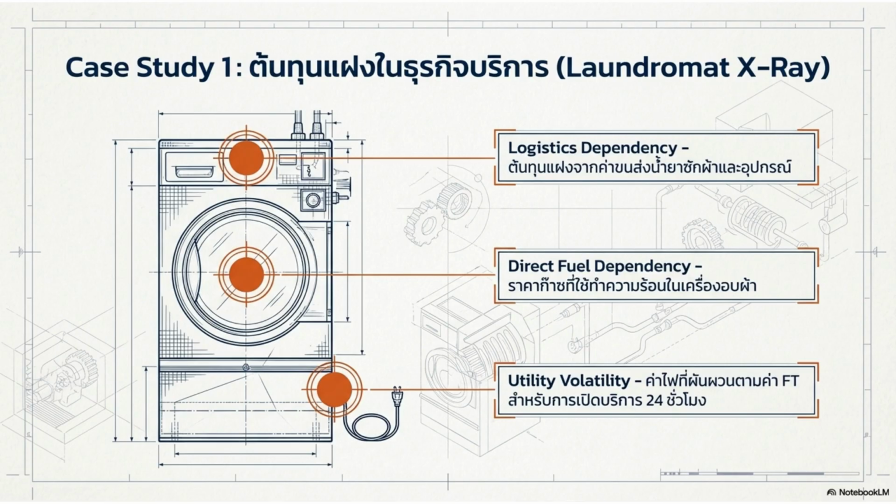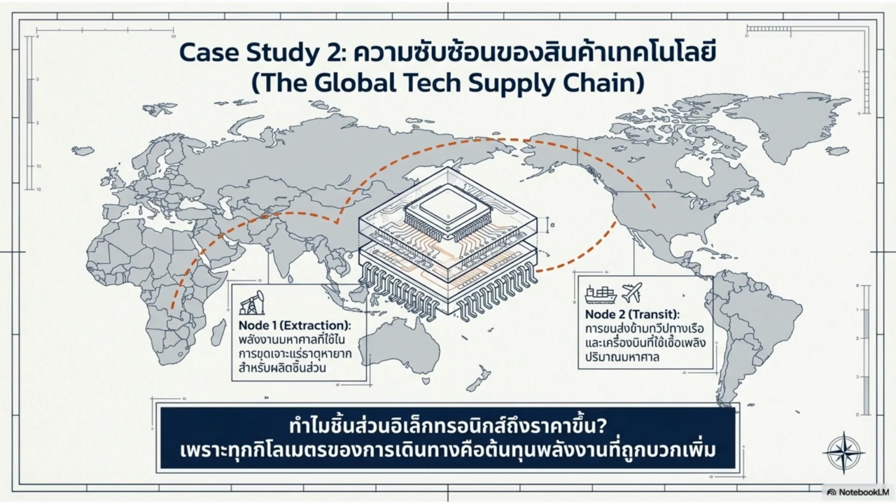Case Study 1, Laundromat X-ray. A service business faces hidden costs like logistics dependency for supplies, direct fuel dependency for heating water, and utility volatility from fluctuating electricity costs. Case Study 2, the global tech supply chain highlights the complexity.